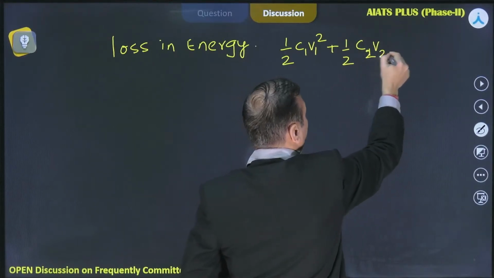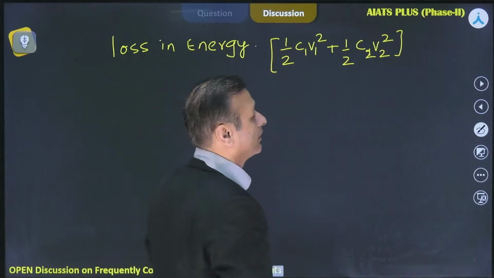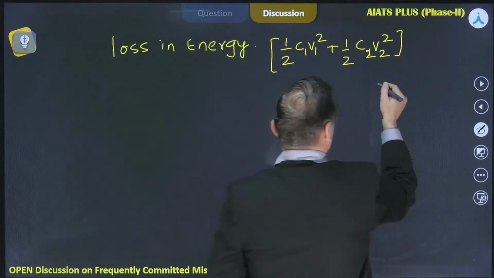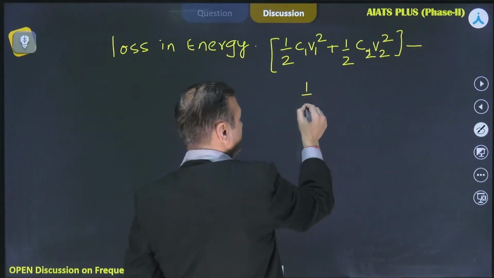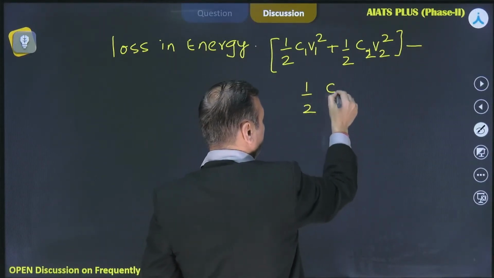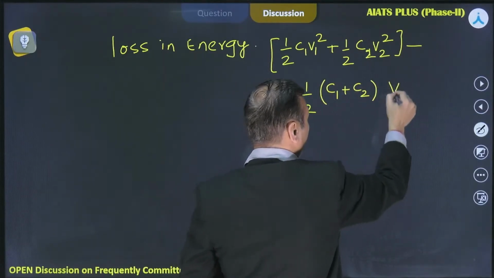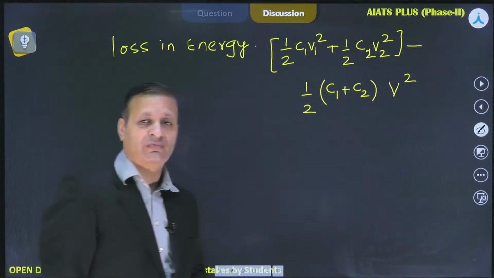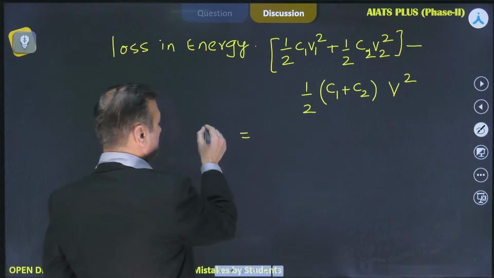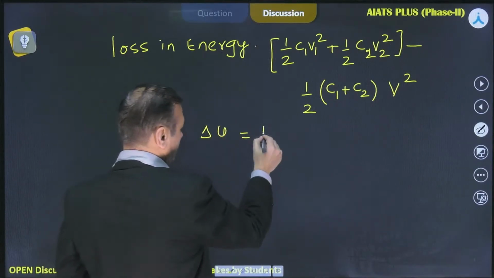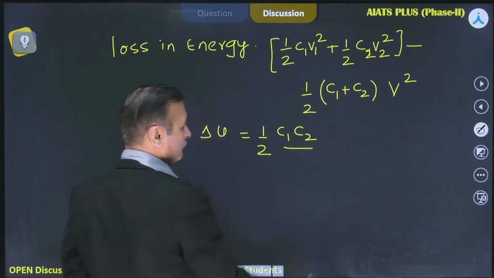This is by capacitor 2. And what is the final energy? Final energy is half (C1 plus C2) into common potential square, V square. And if you put the values of this one, without wasting much of the time, I am giving you the direct expression that you can easily solve.